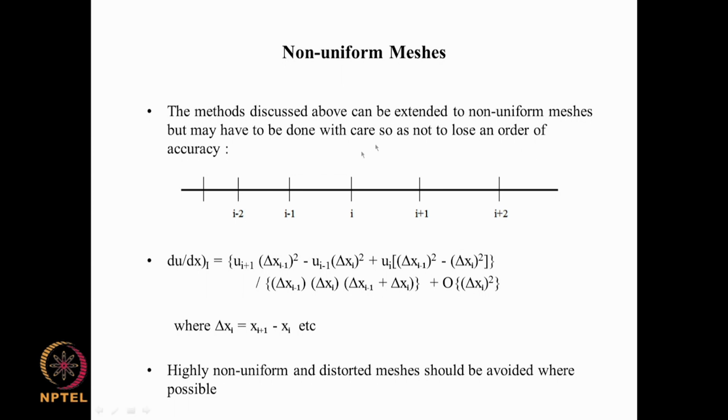So, non-uniform meshes are probably unavoidable. Up to second order accurate expressions, they do not pose real great difficulty. As you go to higher and higher order accurate, then the algebra becomes tougher and tougher, okay. So, we would like to point out that sudden changes in grid spacing should be avoided where possible, okay.